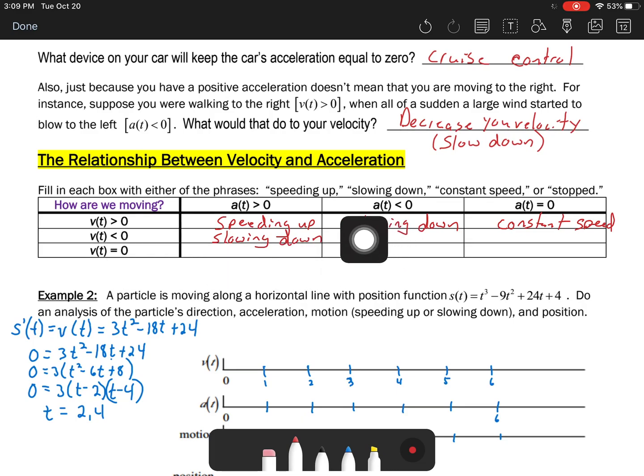Here, walking to the left, accelerating to the left. Or if you're thinking vertical motion, like you jumped off a diving board, your velocity is downward and you're also accelerating downward, so you're going to be speeding up. And if you're moving to the left but acceleration is 0, it's constant speed. Now these ones are pretty easy. If your velocity is 0, you're stopped. So each one of these is going to be stopped.